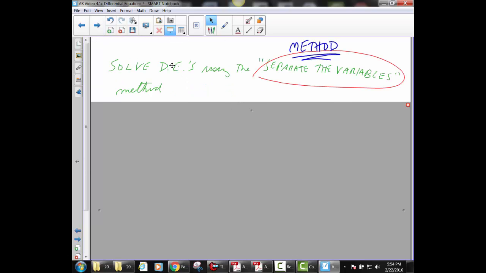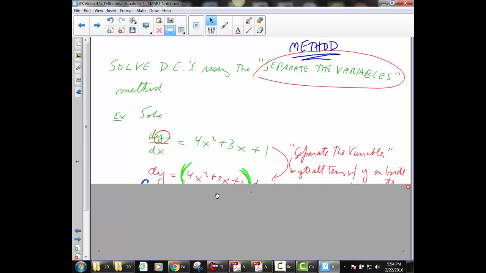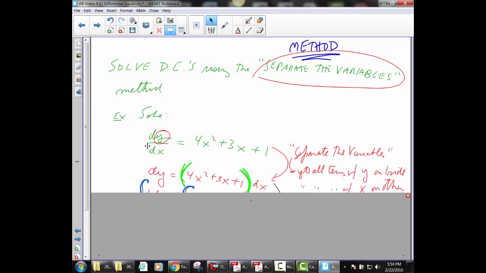To solve differential equations, DEs, you're going to use what's called the separate the variables method. Here's how we're going to handle this. Here's a given differential equation, an equation with a derivative in it, and differentials, differential y, differential of x. The first thing you're going to do is separate the variables. What I mean by separate the variables is you're going to bring all the y's to one side, all the x's to the other. So, as you can see, I'm going to multiply both sides by dx. So everything on the right has x, everything on the left has y.